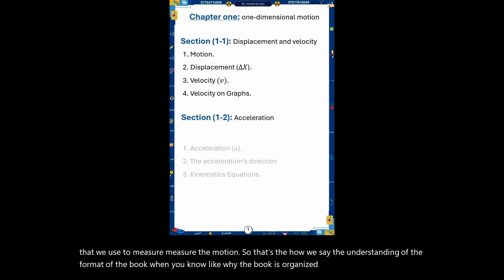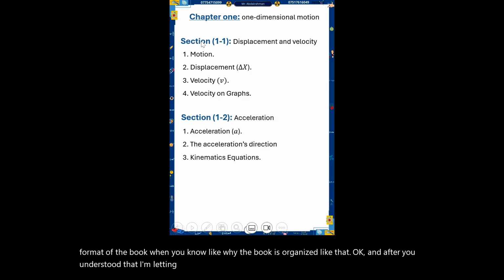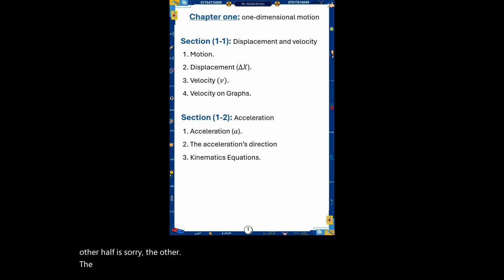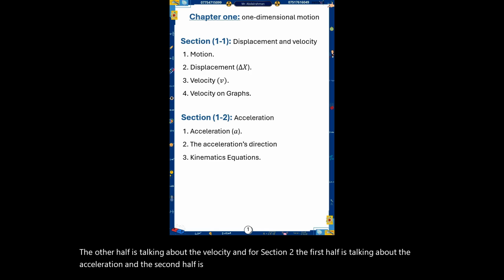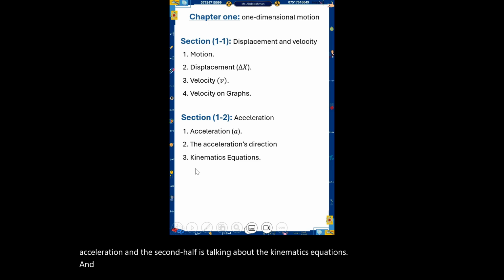After you understood that, I'm letting you know that section 1, half of it is talking about displacement, and the other half is talking about velocity. And for section 2, the first half is talking about acceleration, and the second half is talking about the kinematics equations. And this is going to be the long portion of this chapter, at least.